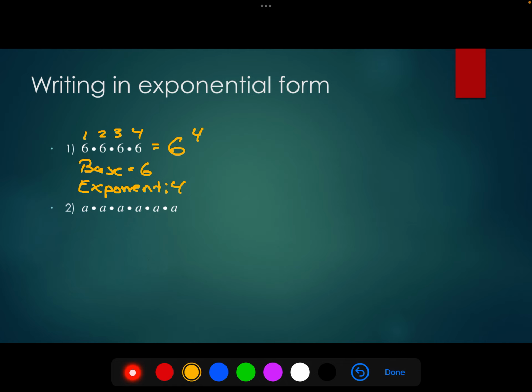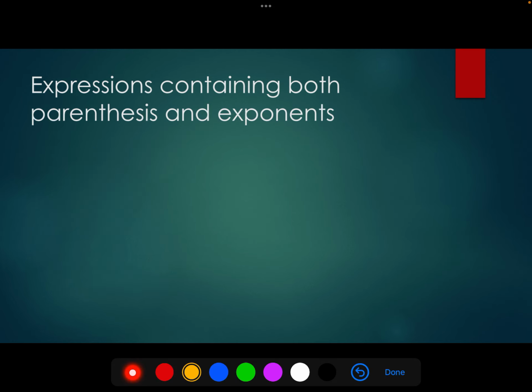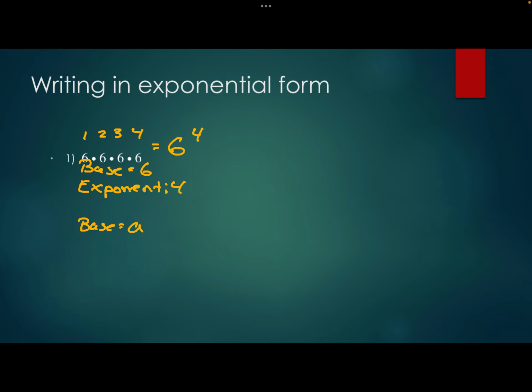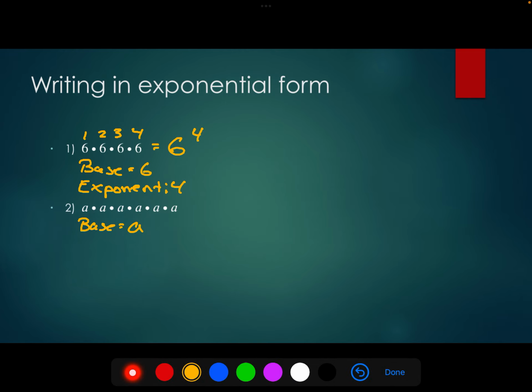We can do the same thing when we're working with variables. Here, our base is going to be the variable a. And here, this a is being used as a factor 1, 2, 3, 4, 5, 6 times. So our exponent is going to be 6. So we can rewrite this as a to the 6th power.